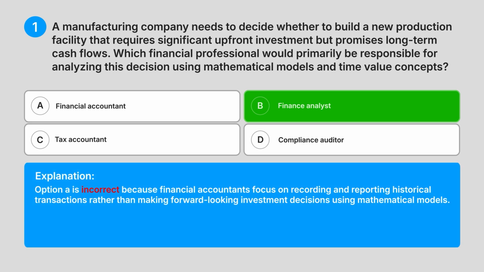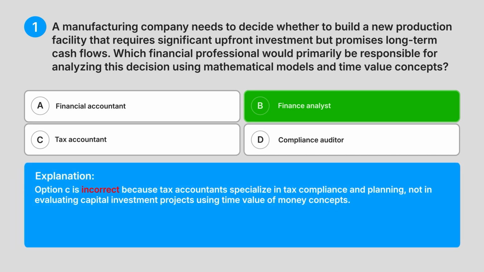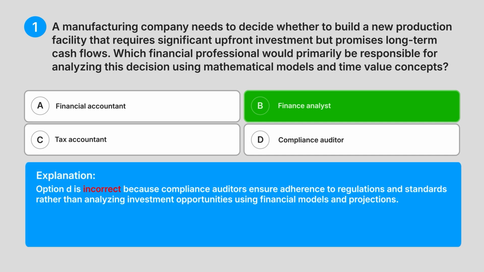Option A is incorrect because financial accountants focus on recording and reporting historical transactions rather than making forward-looking investment decisions using mathematical models. Option C is incorrect because tax accountants specialise in tax compliance and planning, not in evaluating capital investment projects using time value of money concepts. Option D is incorrect because compliance auditors ensure adherence to regulations and standards rather than analysing investment opportunities using financial models and projections.